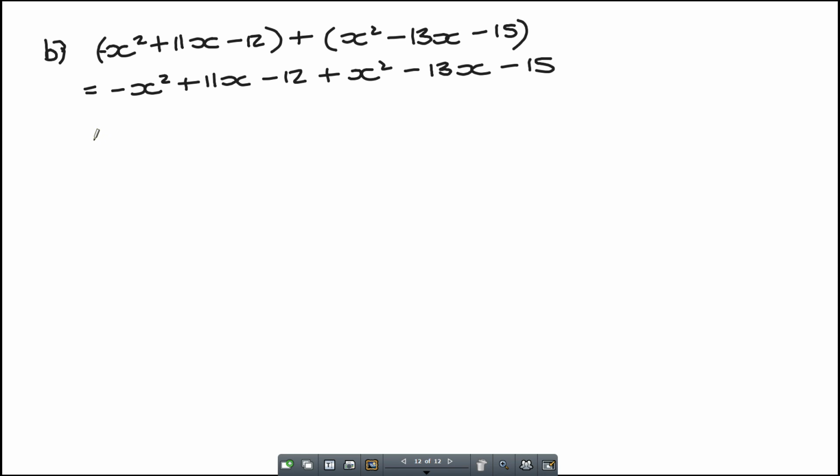Okay, so now we look for like terms. Minus x squared plus x squared gives me 0x squared, but we just leave it out. We don't write anything there. 11x minus 13x would give me minus 2x. And then minus 12 minus 15 gives me minus 27. Any questions there? Okay, C. Can I skip to taking away the brackets already? Yeah? Yes.